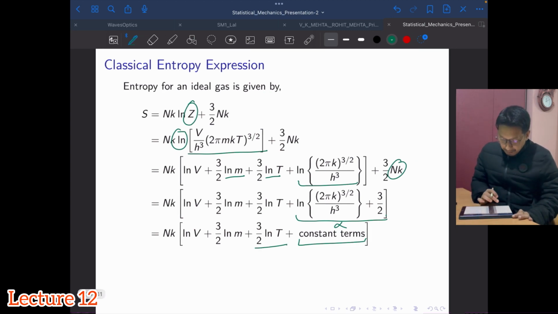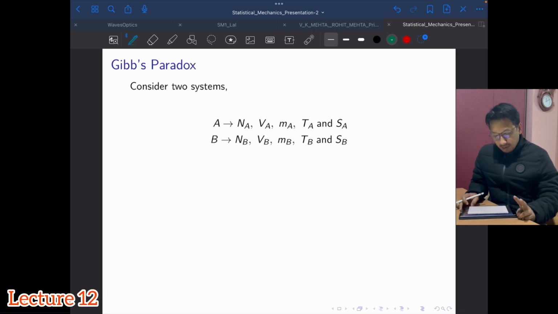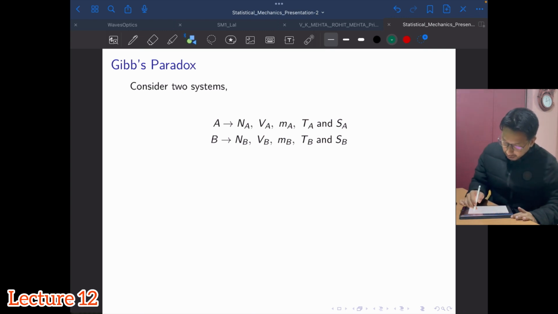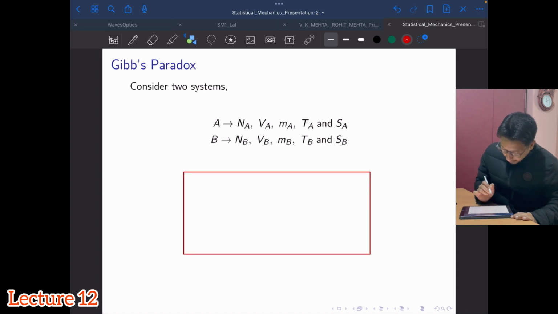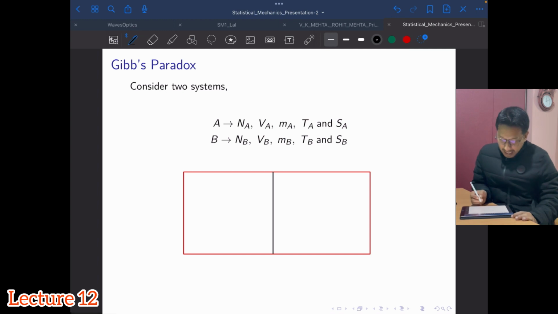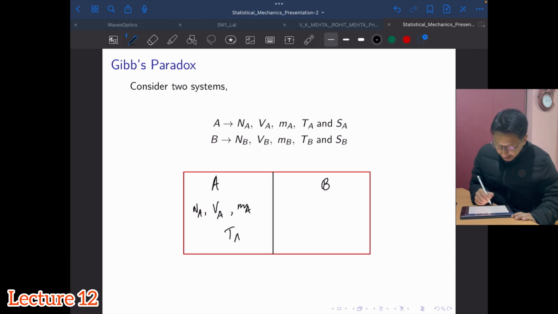Now what we do, we take two systems. We are now trying to understand what the Gibbs paradox is. This is going to be an interesting one. I take two systems which are separated by, let's say, a partition. This is system A, this is system B. System A has NA number of particles with volume VA, the mass of each particle is, let's say, MA, and it has temperature TA.